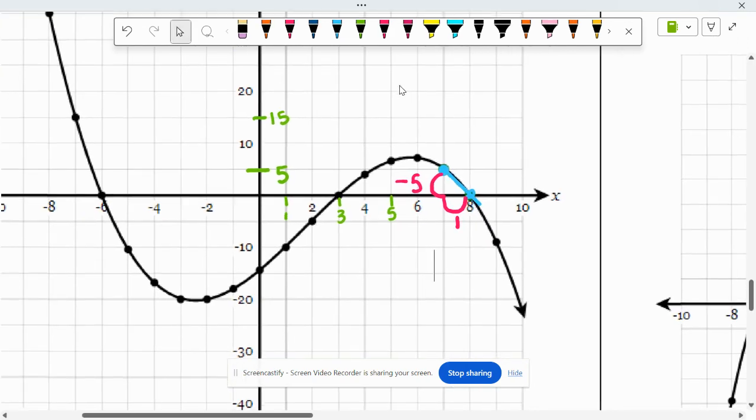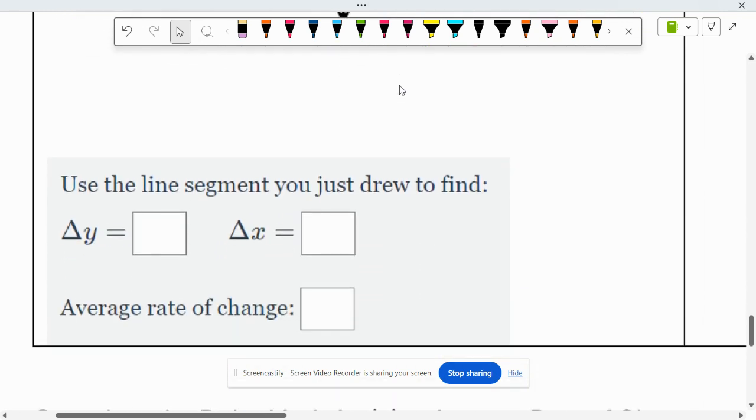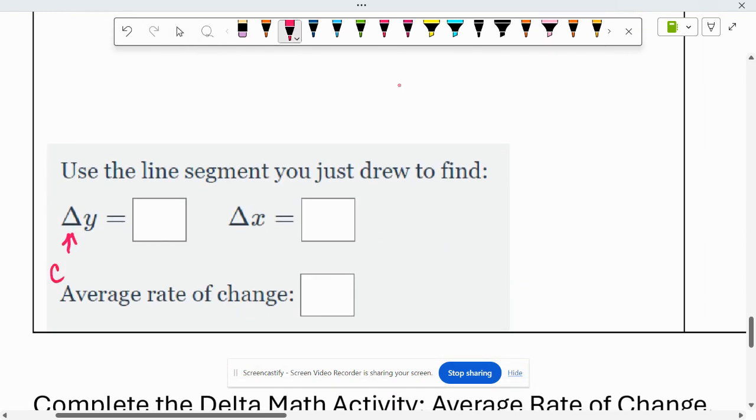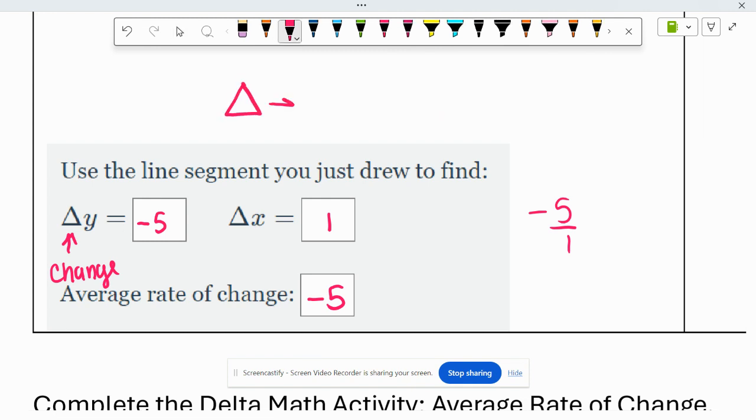So my change in y, that's what this represents. This little delta symbol represents the change. The change in y is -5. The change in x is 1. And -5 over 1 is the same thing as -5. Okay. Remember that this little symbol, it's called a delta. It represents just the word change. You guys should see this when you get into like chemistry.